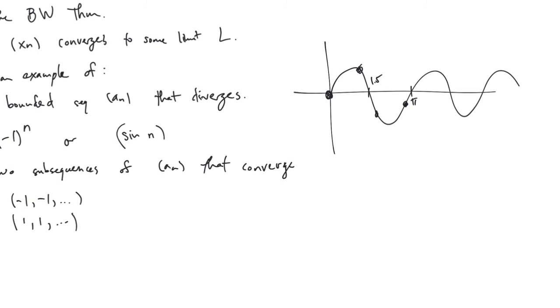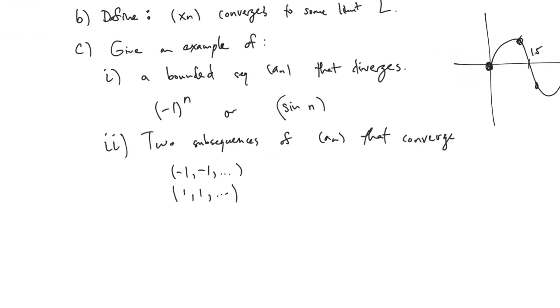That's very weird, but it is weird but true. Anyway, two subsequences of a_n converge. That's that. So I'm going to just cross this one out. I love that example for part 1, but I would never want to try and answer that for part 2, so I'm going to forget about it. And then part 3, give an example of an unbounded sequence.